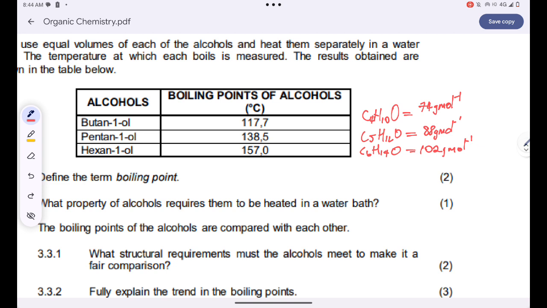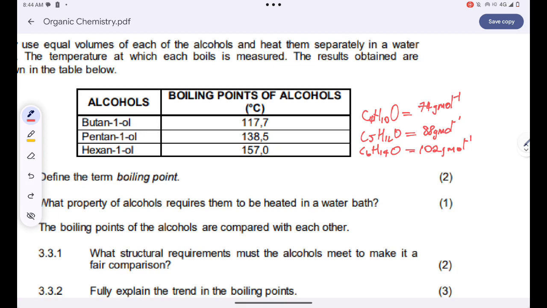You can see that, guys, the molecular masses for these compounds are not the same. So that's why there is a difference in boiling point. The one with the greater molecular mass will have stronger intermolecular forces, and hence it will have a higher boiling point.